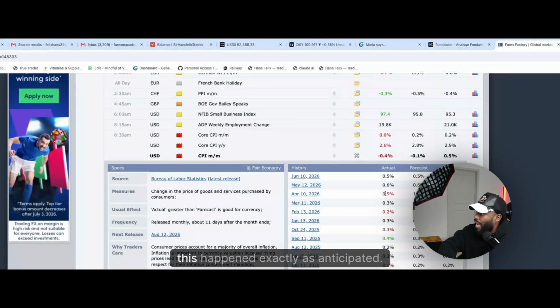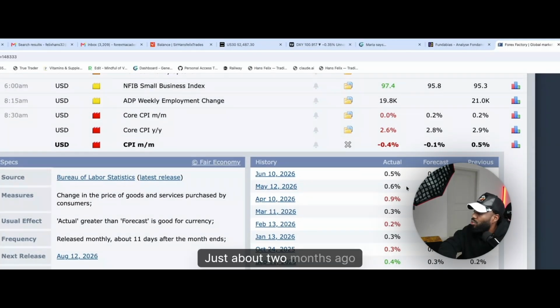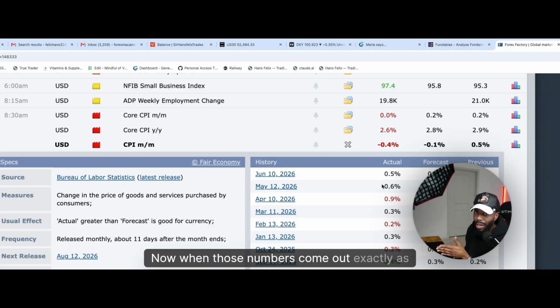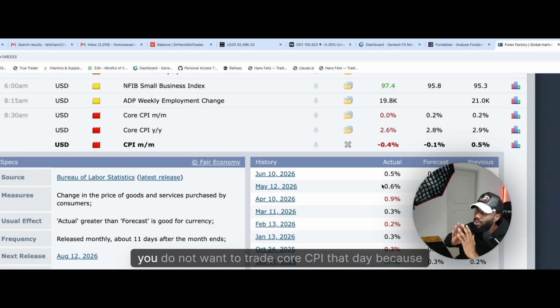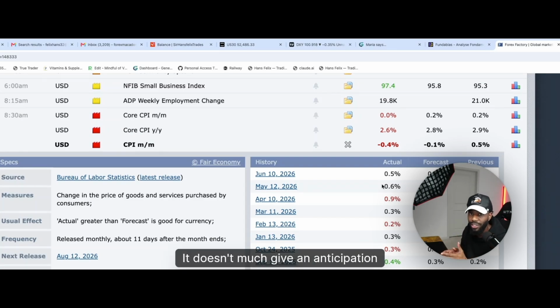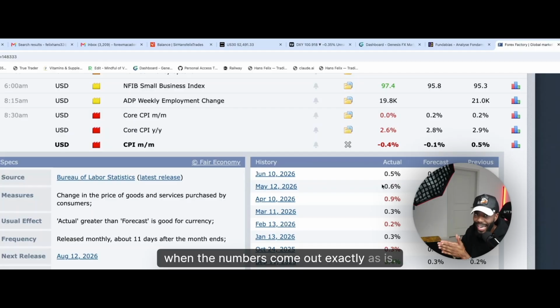A few occasions where this happened exactly as anticipated. Now, notice May, just about 2 months ago, the number that was forecasted was 0.6%, and 0.6% came out exactly as anticipated. Now, when those numbers come out exactly as anticipated, you do not want to trade core CPI that day because the market will be wishy washy. Everything's even Steven. It doesn't give much anticipation for price to give a clear direction. All right. So you want to avoid when the numbers come out exactly as is.